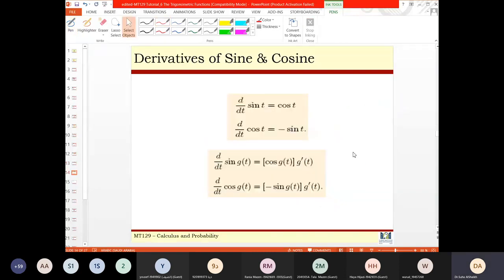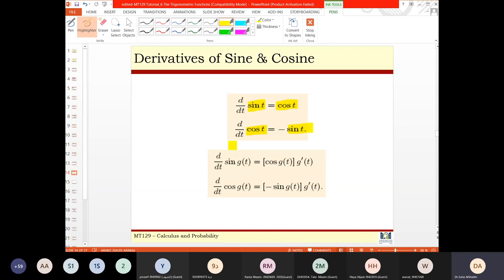Now to the most important part. Why do we define those sine and cosine functions? To know what their derivative is. The derivative of the sine is cosine. The derivative of cosine is minus sine. Simply, the derivative of the sine is cosine, the derivative of the cosine is minus sine.